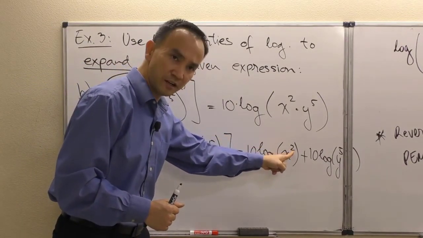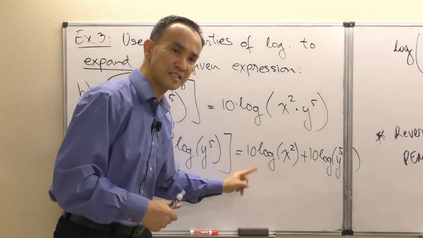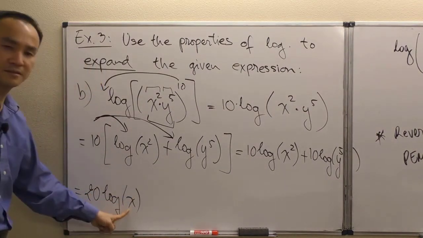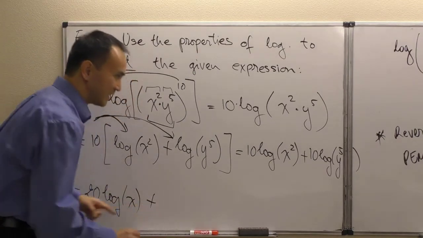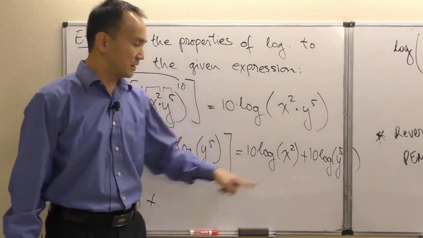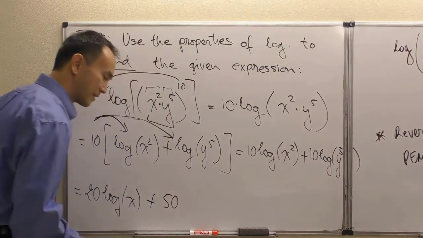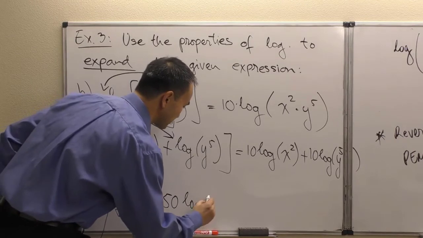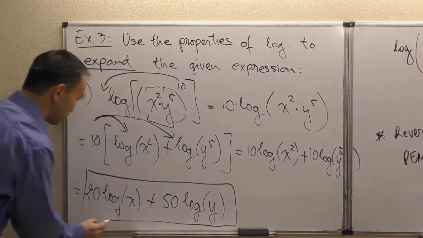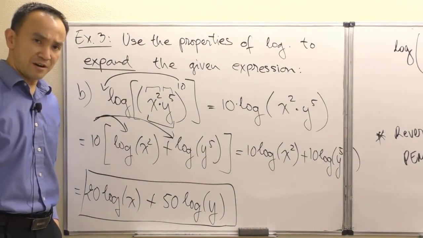I'm going to bring the power here inside the log in front, and combine it with this factor in front. It's now going to become a 20, but now log base 10 of just x to the power 1. All right, plus, that 5 right here can be brought down using property number 6 that we've learned, and then combine it with the 10. I'm looking at plus a 50 log base 10 of y. And that's how I'm done with my problem in part B of example 3. All right, that's how it's done.